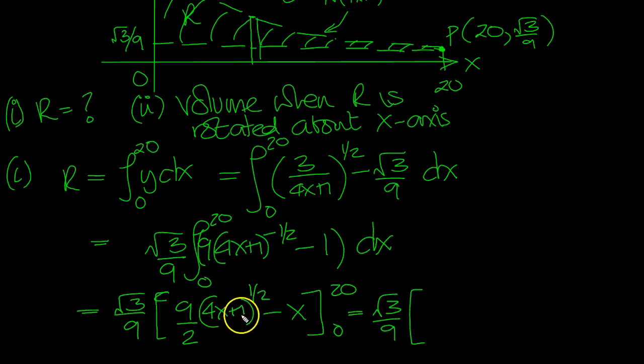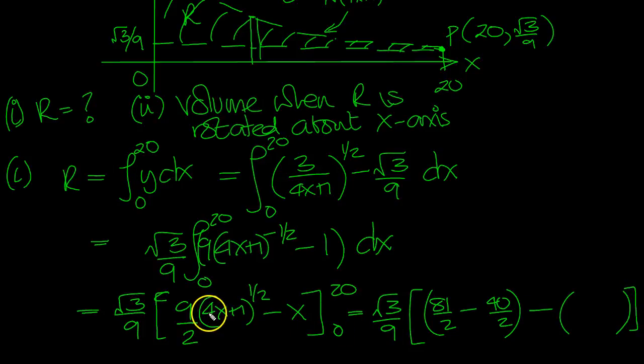Okay, put 20 in. 81 to the half is 9, so we've got 81 over 2 minus 20, which is 40 over 2. That's the top value. Take away the bottom value. Put 0 in for here, we get 9 over 2. Take away 0. Let's just check that then. Put 20 in here, 81, 9, 9 9s are 81 over 2. Put 20 in here, minus 20, which is 40 over 2. We can write that in halves.